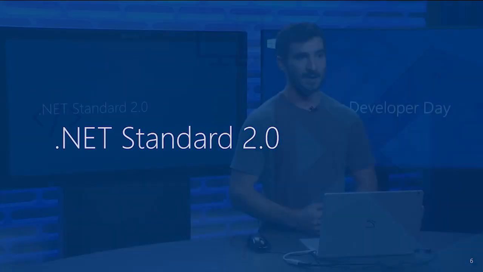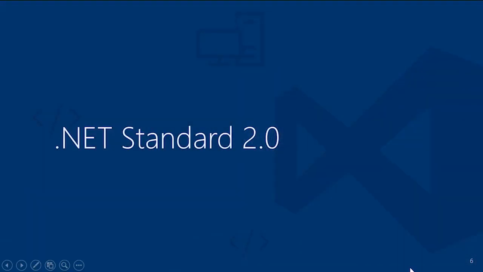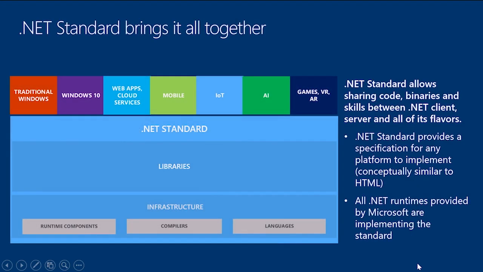Another new big deal coming to Visual Studio 2017 and the Windows 10 Fall Creators Update is the .NET Standard 2.0 implementation in Windows. Let's take a step back and talk about what this means for you as Windows developers. .NET Standard is what brings all of .NET development together. Whether you're building traditional .NET desktop applications, Windows 10 applications, ASP.NET, mobile, IoT, you name it, they can all be built using .NET Standard technology.